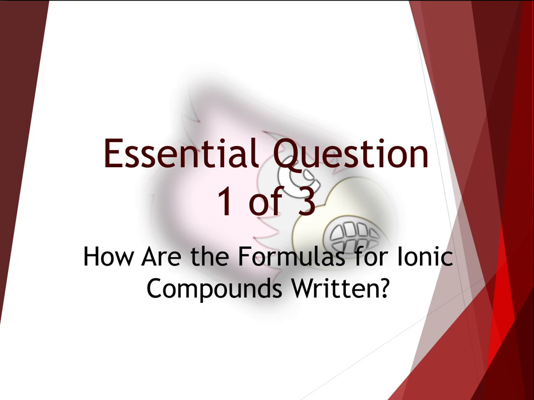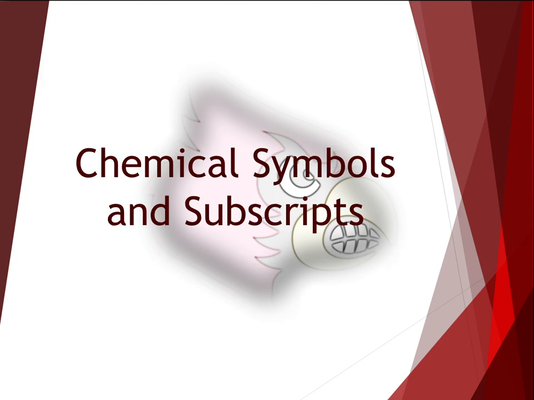This video is for Chemistry in the Earth System, Unit 3.5, Chemical Formulas. Today's essential question is, how are the formulas for ionic compounds written? Our first main idea, chemical symbols and subscripts.